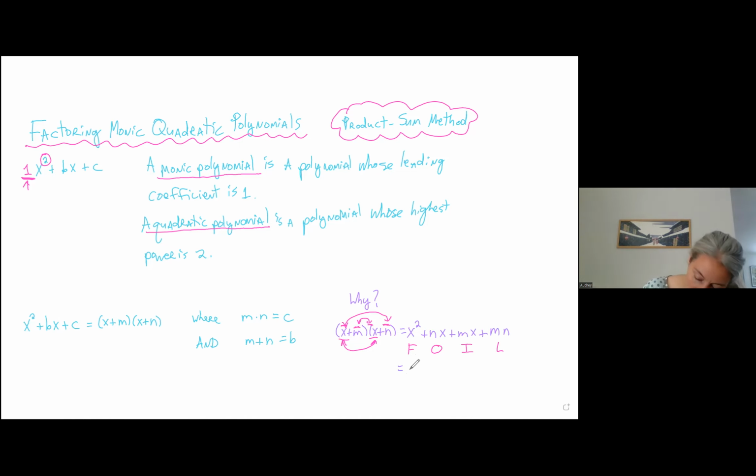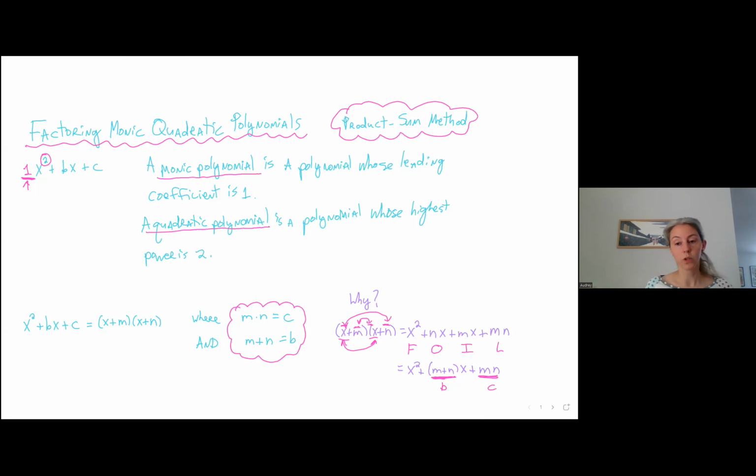And this gives us x squared plus, we can see that nx plus mx in the middle. Those are like terms. They both have our coefficient multiplied by x. So this is m plus n times x plus mn. So in order for this to be equal to where we wanted to start, that x squared plus bx plus c, this m plus n needs to be equal to b, and that mn needs to be equal to c. So here, this is important. My m times n is equal to the constant term c, and my m plus n is equal to the coefficient of x, b.